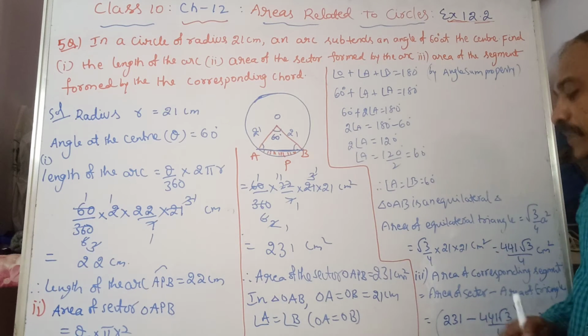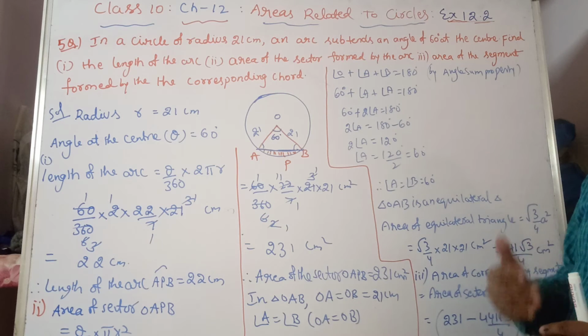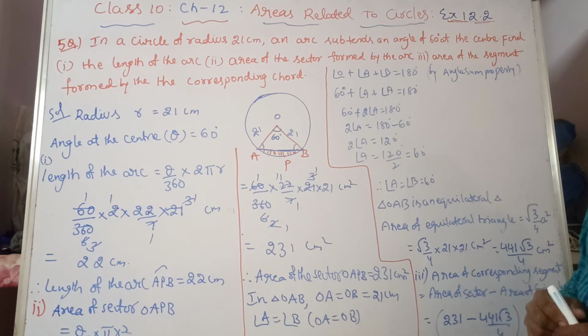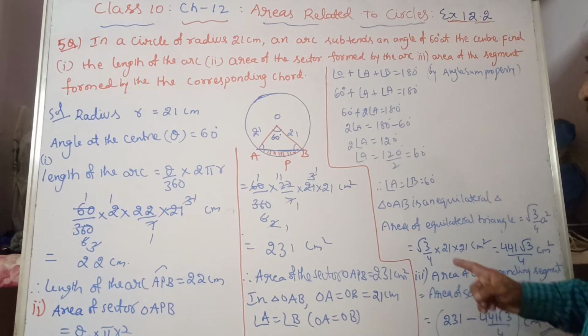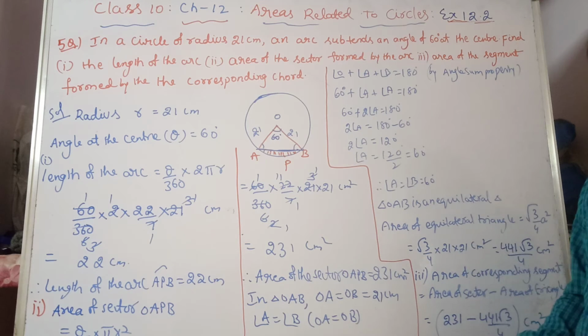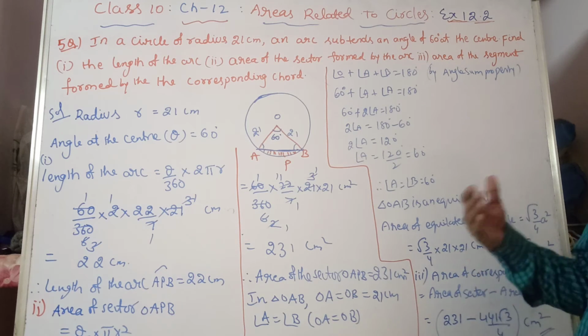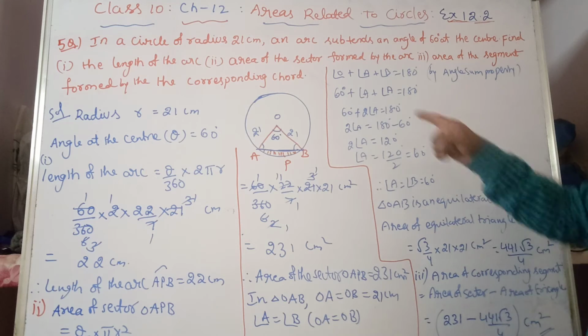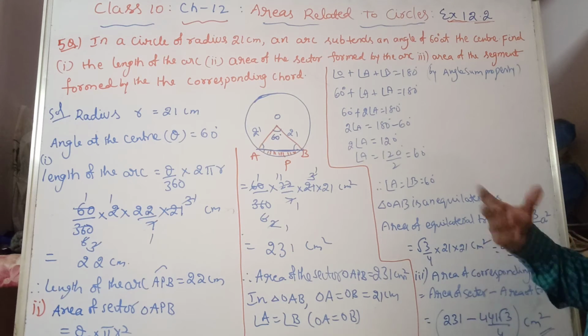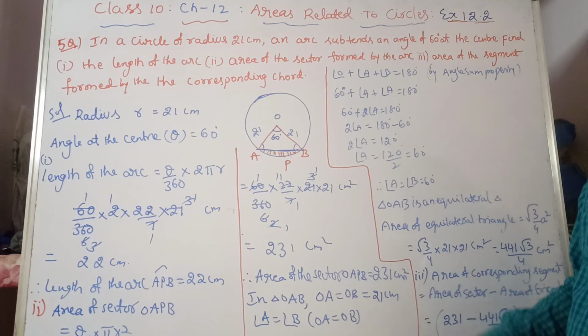Is it clear, students? We are not simplifying the root 3 value because it was not mentioned in the question to use root 3 value as 1.73 and so on. So we are just stopping with this solution: 231 minus 441 root 3 by 4 centimeter square. I hope you understood what is a corresponding segment, what is an arc, length of the arc, how to find the area of the sector, and where to use the equilateral triangle formula, area of equilateral triangle. Clear?